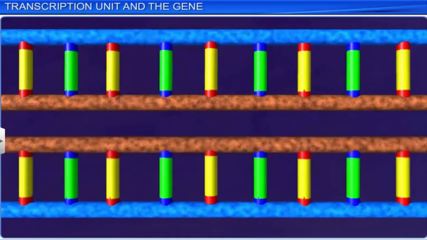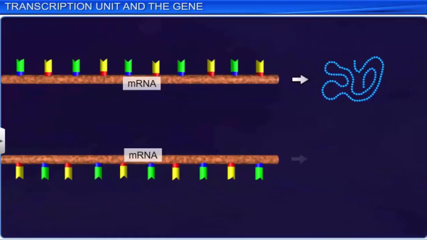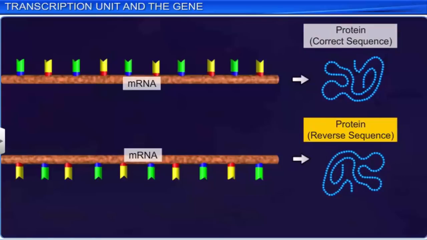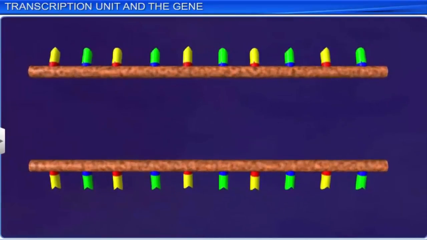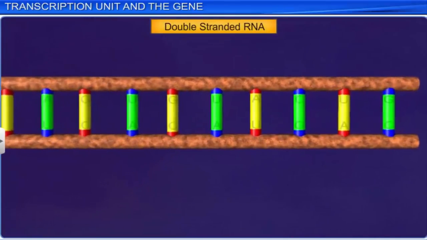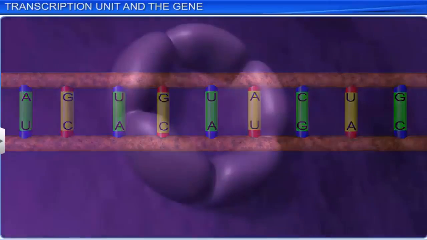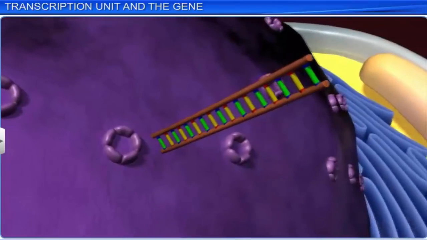In case both DNA strands act as templates in transcription, two types of proteins will be produced, one with the correct sequence and the other with the reverse sequence of amino acids. Moreover, the simultaneously produced RNA molecules would become complementary to each other and form double-stranded RNA. As a result, RNA will not get translated into protein and the process of transcription will get nullified. However, such an occurrence is quite rare.